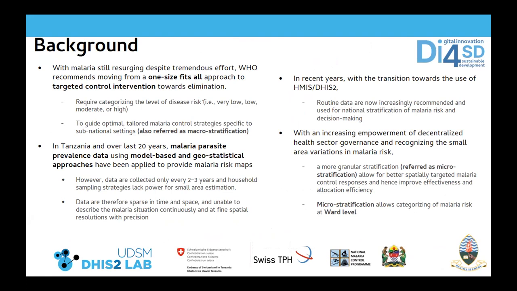And in certain ways, it is focusing on categorizing the intervention based on the risk aspect. For example, in Tanzania, they have categorized the level of disease risk from very low, moderate to high. So there are different interventions around each category. And for a while, that categorization was only focusing on the subnational level, district and region, also called the macro stratification. So they created stratification or maps to show the malaria risk around region and district.